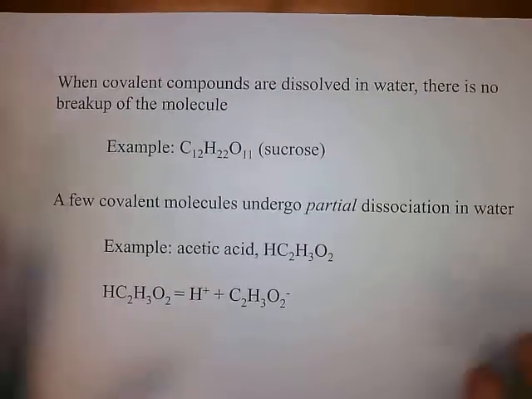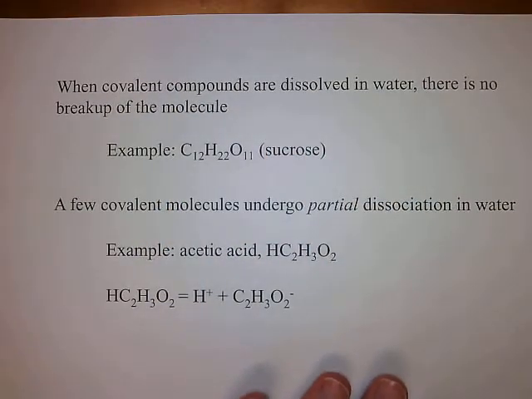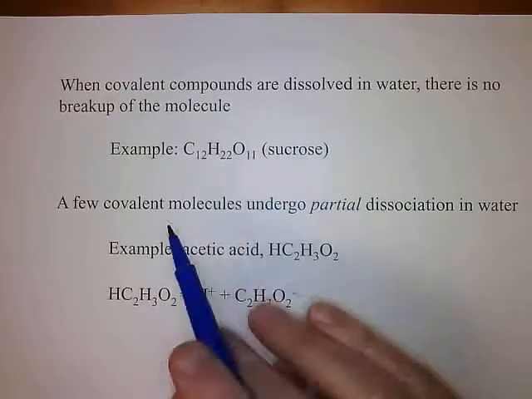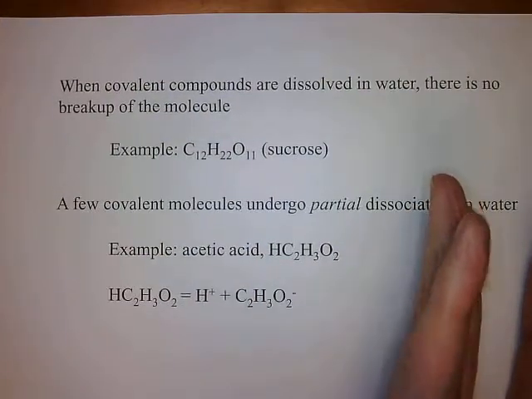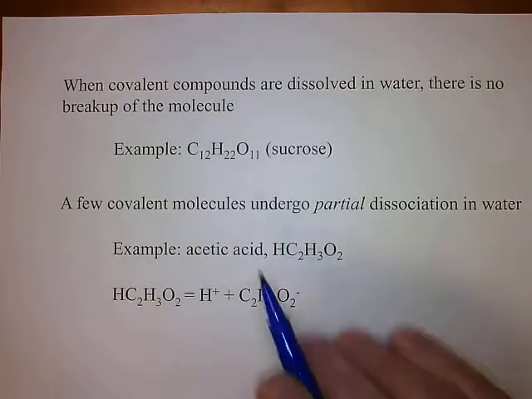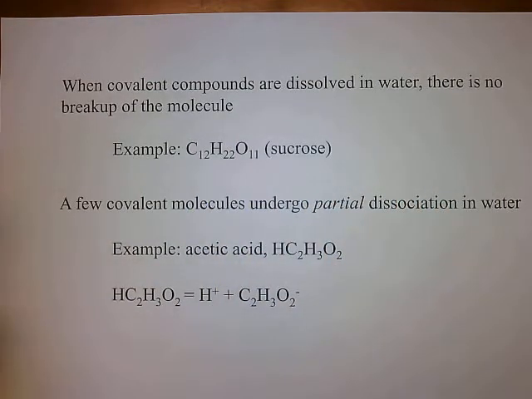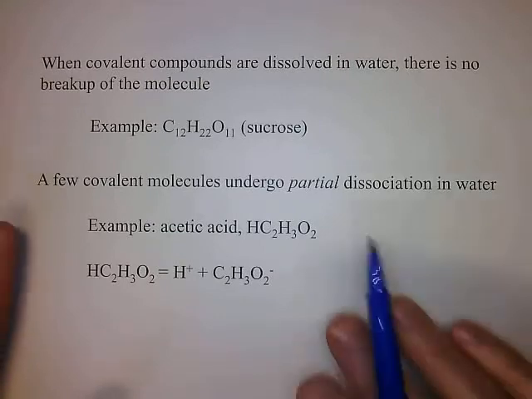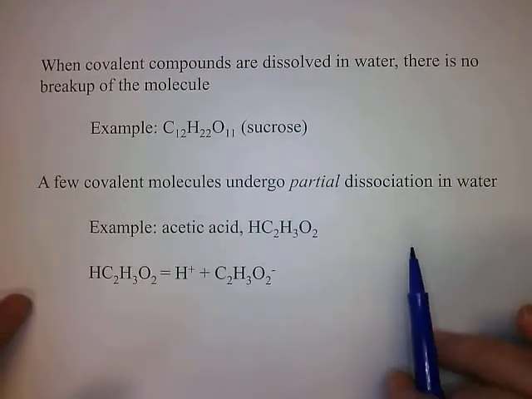Now that's only true of ionic compounds. Covalent compounds do not break up. When covalent compounds are dissolved in water, there's no breakup. So for example, sucrose, C12H22O11. Oh, it dissolves, yeah, but it doesn't break up when it dissolves. You just simply have C12H22O11 molecules in solution. Now there's a few covalent molecules, and we'll talk more about this later, that undergo partial dissociation.